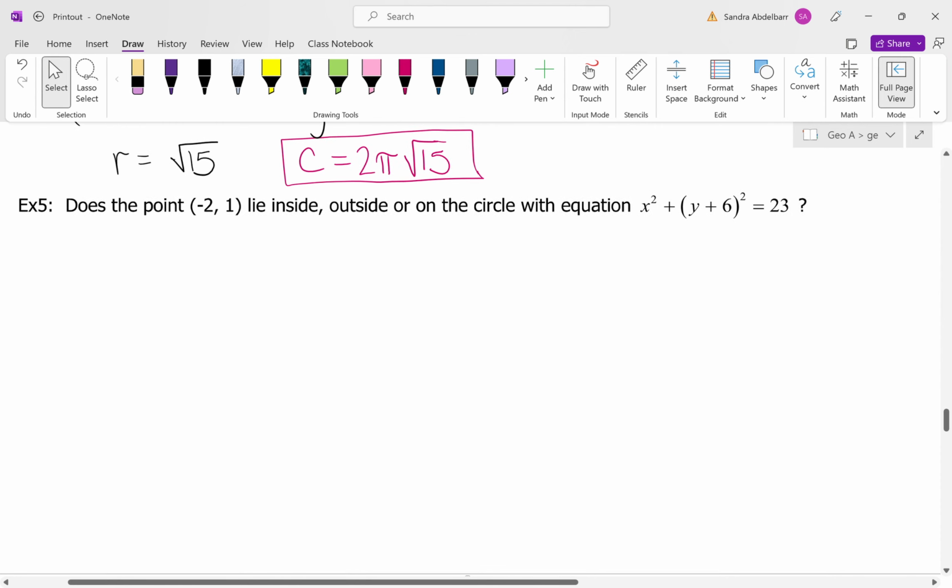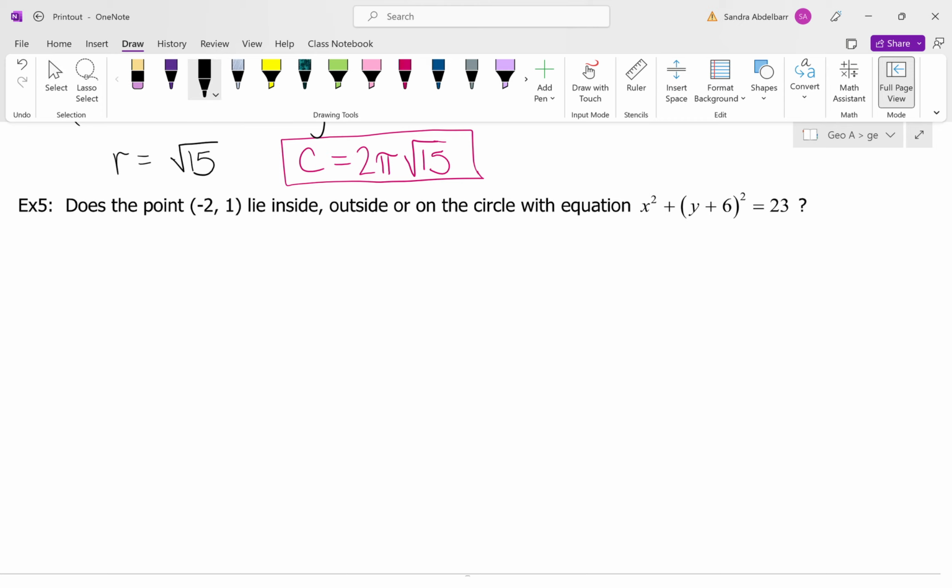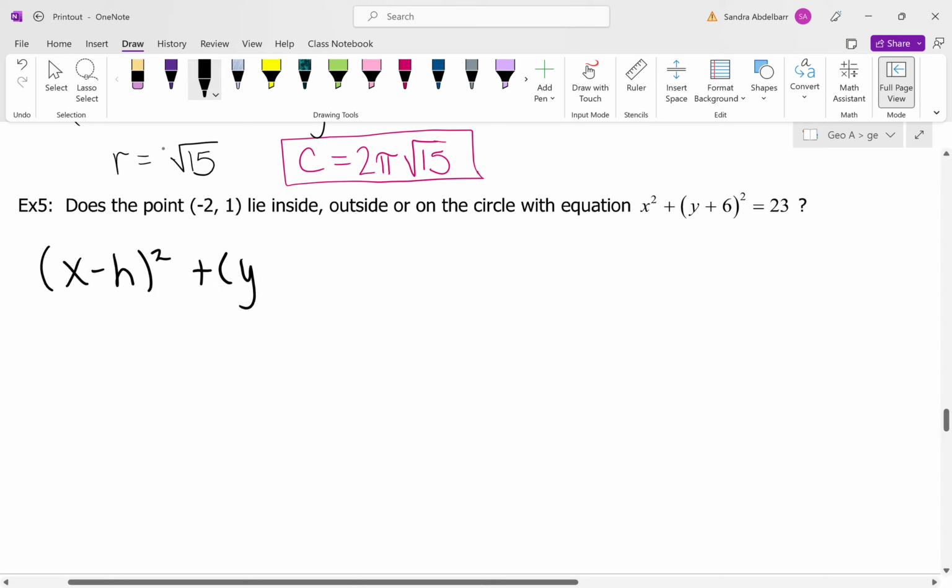Okay, so here for example 5, it's asking us, does the point -2, 1 lie inside, outside, or on the circle with this specific equation, x squared plus (y plus 6) squared equals 23. Now, you all remember an equation of a circle is (x minus h) squared plus (y minus k) squared equals the radius squared. Now, we know h, k represents the center, r is the radius.